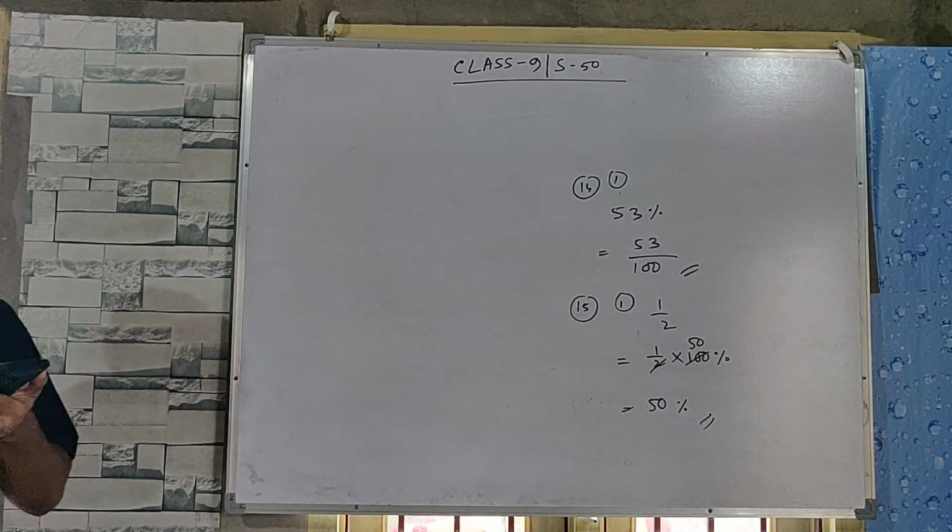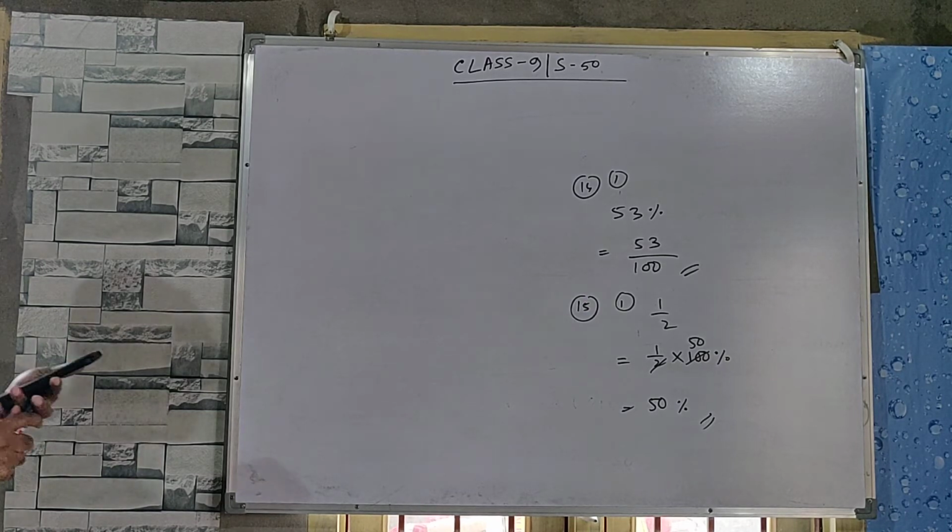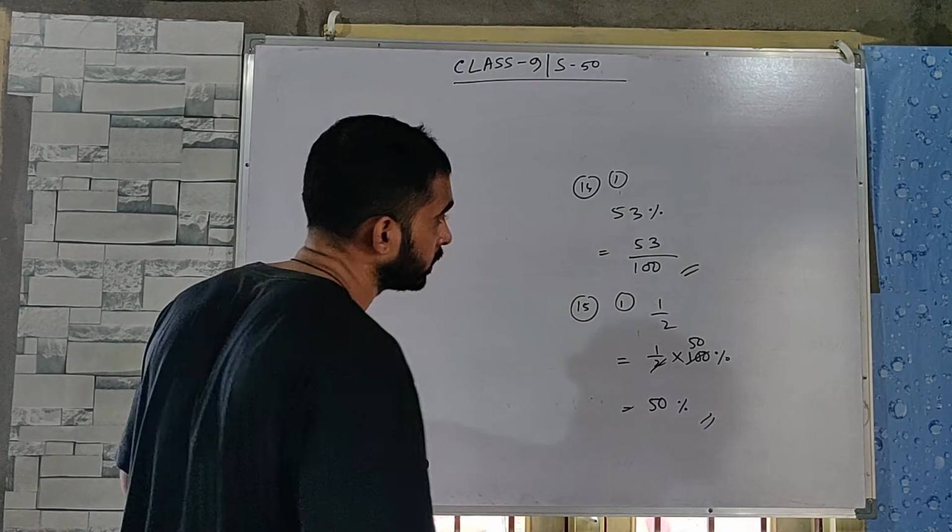Question 16. An object is sold at a profit of 10%. What is the ratio of the CP to the SP? Here the profit percent is given as 10%, and we have to find the ratio of CP and SP. Both CP and SP are unknown for us.